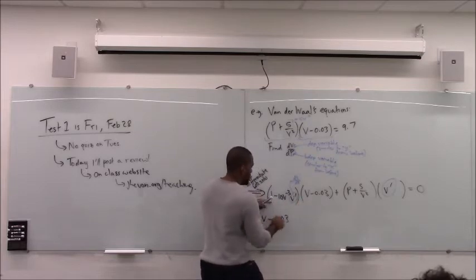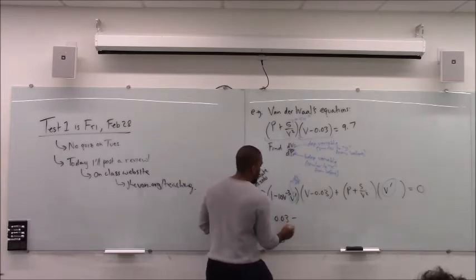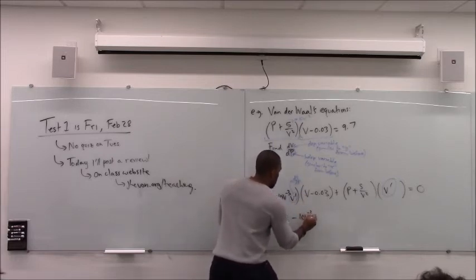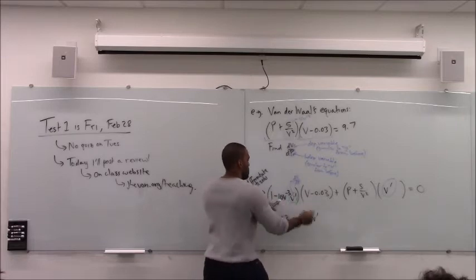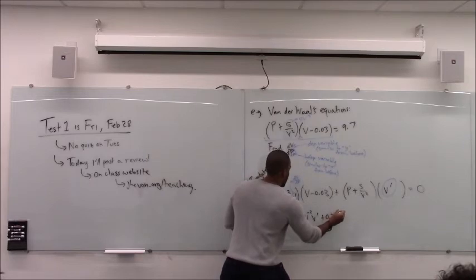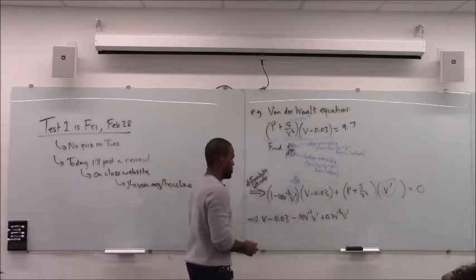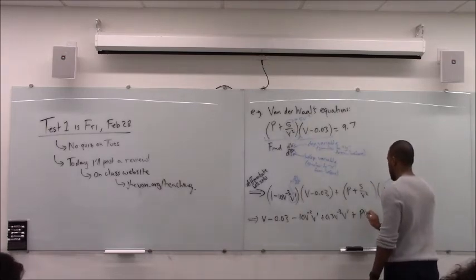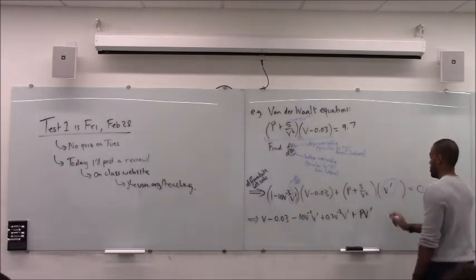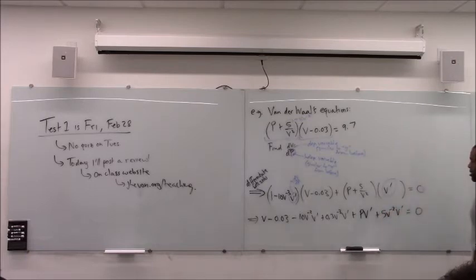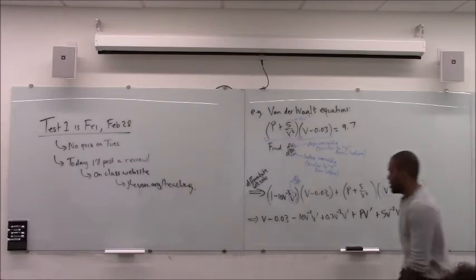So 1 times v is v, 1 times this is that, minus this times that. That's going to be minus 10v to the minus 2v prime. Minus this times that, that's plus 0.3v to the minus 3v prime. Multiplying this out, p times v prime. Multiply this out, I get 5v to the minus 2v prime.